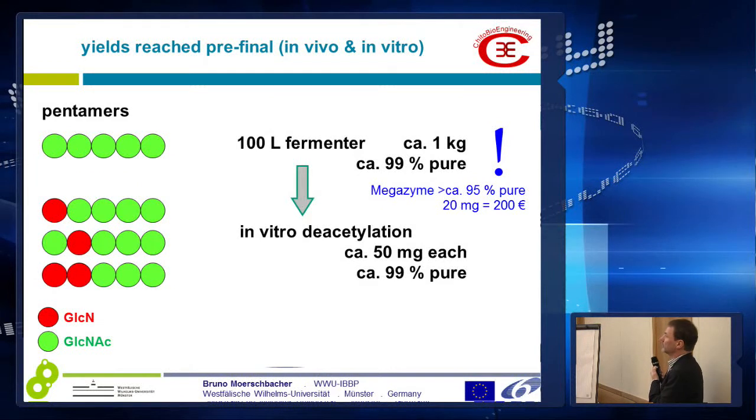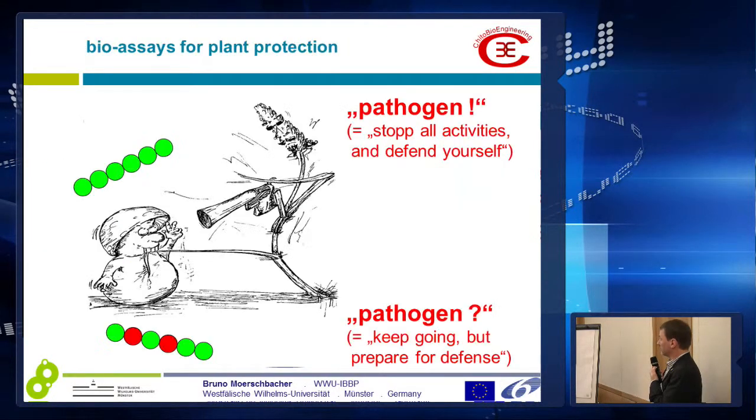Now, this pentamer, of course, can be used for deacetylation. This is what we've done so far in better quantities only in vitro. So we have generated these 3 different pentamers in vitro in about 50 milligram batches, which are also extremely pure and which are now being investigated in different applications. The problem here is we can produce them in vivo also, but the downstream processing of the partially acetylated ones is much more challenging than of the fully acetylated ones. And so far we do not have a process which yields good amounts of high purity chitosan oligomers.